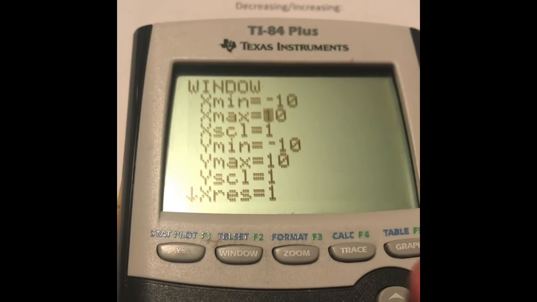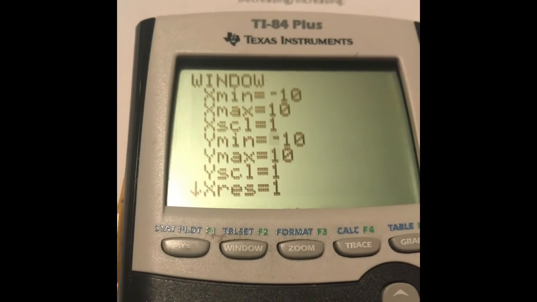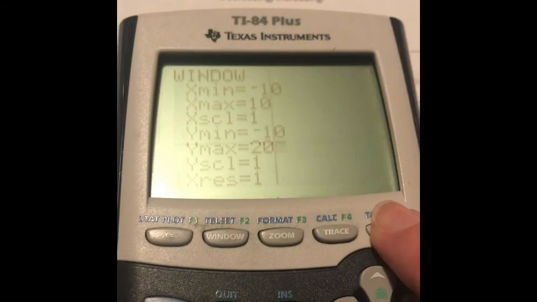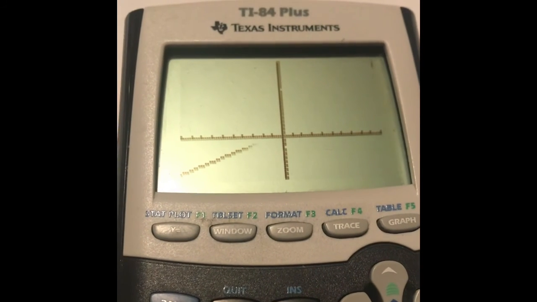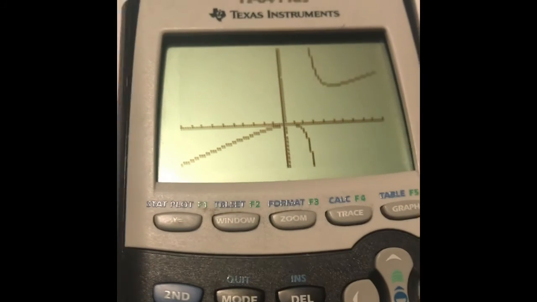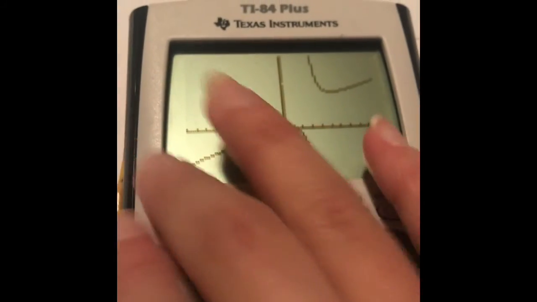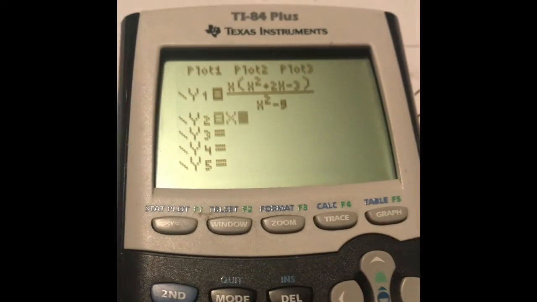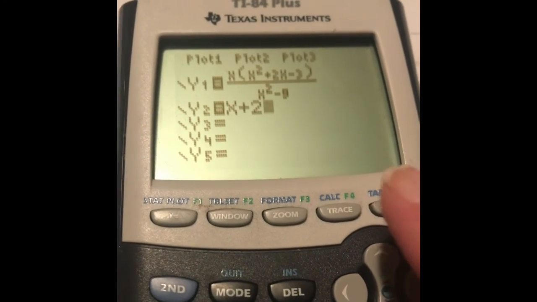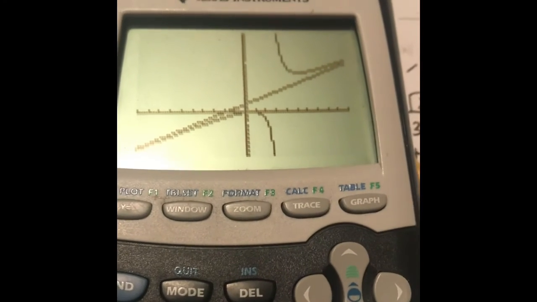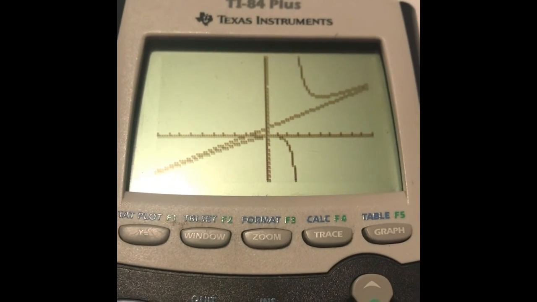So x minimum, I think I want a higher y. Let's try 20 maybe. And then let's graph that. There we go. That's a better picture. And then if I show you y equals, what is this? X plus 2, was that our asymptote? X plus 2, graph that. There's that asymptote. Yeah, that's pretty neat.